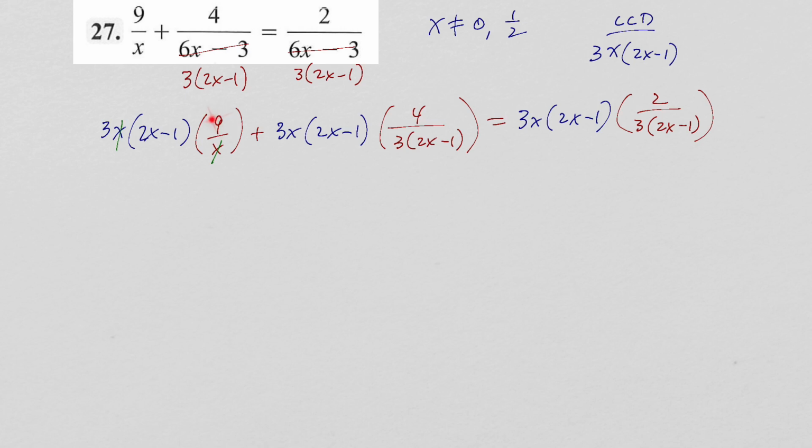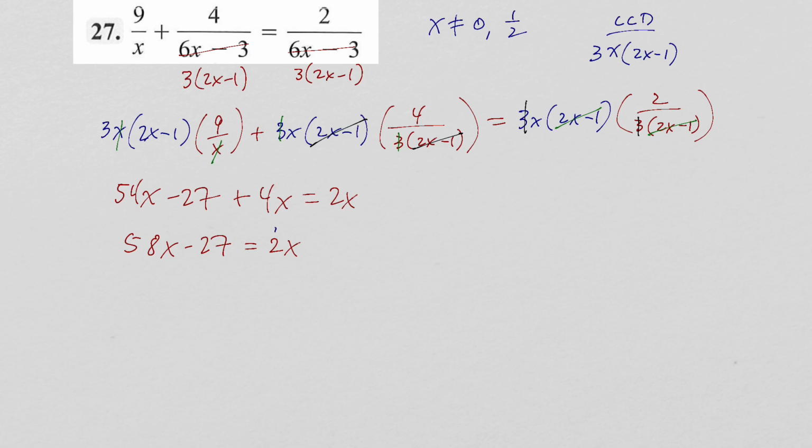I'm going to multiply the 9 and the 3 to get 27, and then I'm going to take that 27 and distribute through here. So 27 times this is 54x, and 27 times negative 1 is negative 27. Plus, now let's see, 3's cancel, and 2x minus 1's cancel, so I'm left with 4 times x. And then let's cancel here. 2x minus 1's cancel, and 3's cancel, so I'm left with x times 2. So I have 58x minus 27 equals 2x.